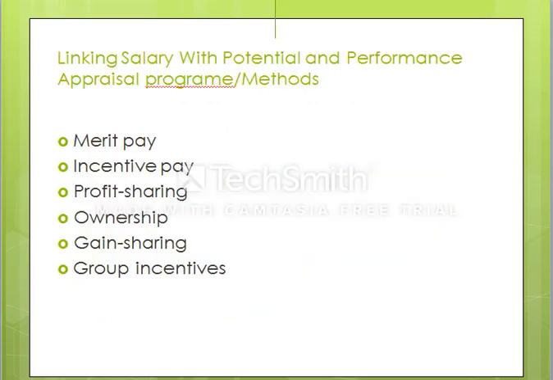The next is linking salary with potential and performance appraisal programs and methods. So these are the methods or programs that come under linking salary. The first one is merit pay, second is incentive pay, third is profit sharing, fourth is ownership, fifth is gain sharing, sixth is group incentives. Let's start these methods one by one.